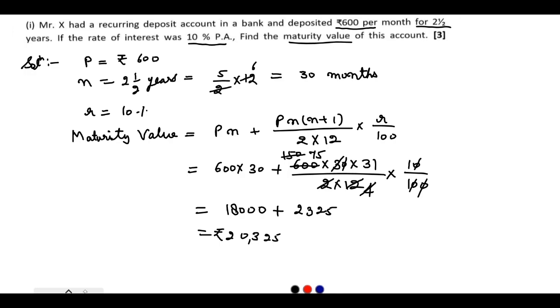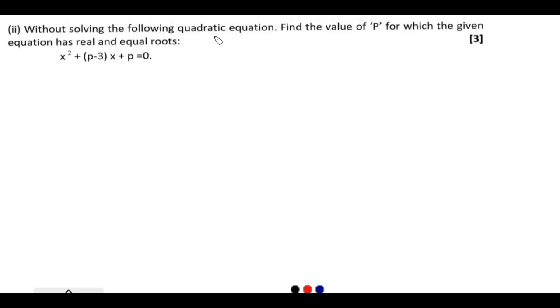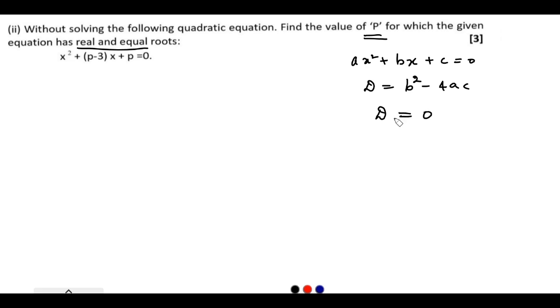₹20,325. Second part: without solving the quadratic equation, find the value of P for which the given equation has real and equal roots. The standard equation is ax² + bx + c, and the discriminant is b² − 4ac. If its discriminant is 0, then the given equation has real and equal roots.